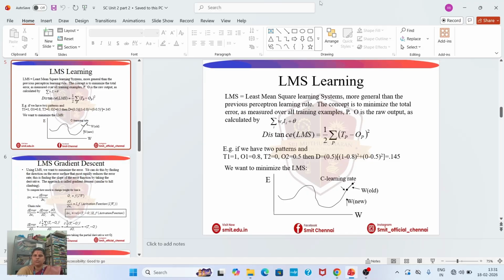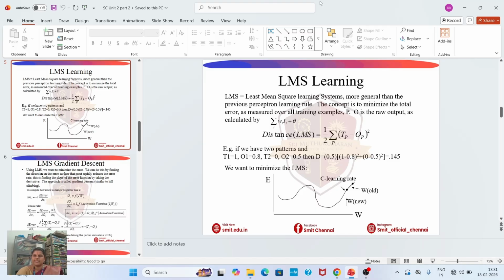So given T1 equal to 1 and O1 equal to 0.8, T2 equal to 0 and O2 equal to 0.5, now calculate E equal to 0.5 times (1 minus 0.8) the whole square plus (0 minus 0.5) the whole square. 1 minus 0.8 is 0.2, squared is 0.04, plus 0.25, so we get 0.5 into 0.29. Totally, the total error is 0.145, approximately 0.15.